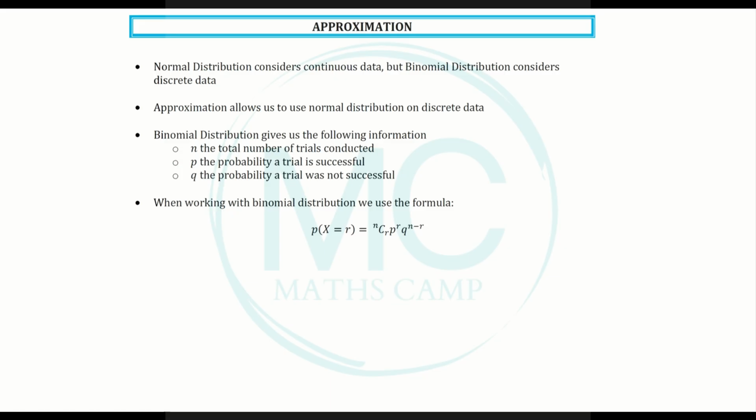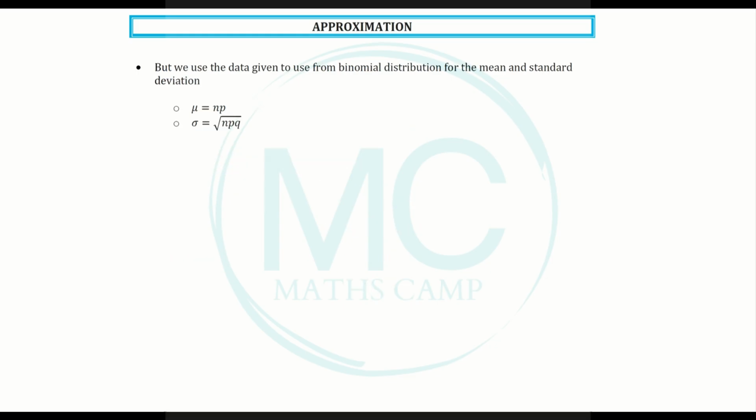When working with binomial distribution, we use the following formula. When using normal distribution, we use this formula. But we use the data from binomial distribution for the mean and the standard deviation. So to find mu, we multiply n and p. And to find the standard deviation sigma, we say square root of npq. If the square root gives a number with a lot of decimals, we can just leave it as the square root of npq.